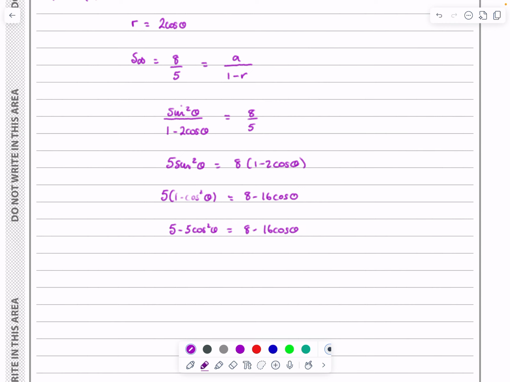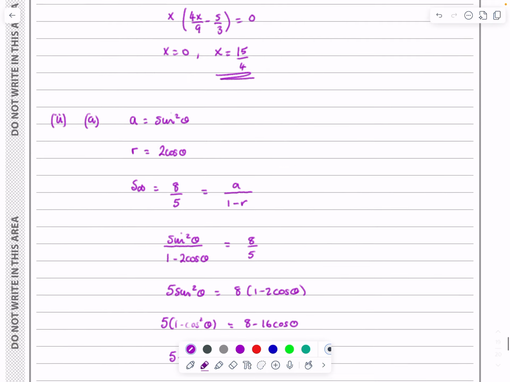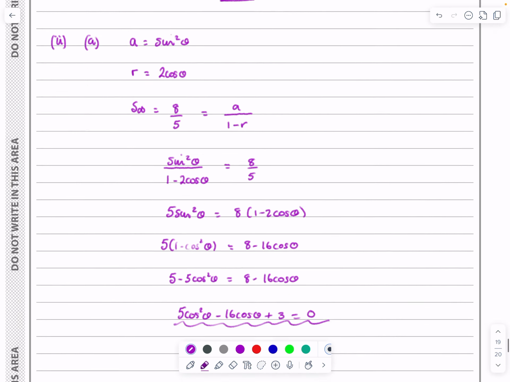And then turn this into a quadratic in terms of cos. So we're going to get 5 cos squared theta minus 16 cos theta plus 3 equals 0. And if we go back, that's what we were trying to do for part A. And then part B says, right, can we find the exact value of the second term in the series? Well, yeah, first of all, let's solve the equation.